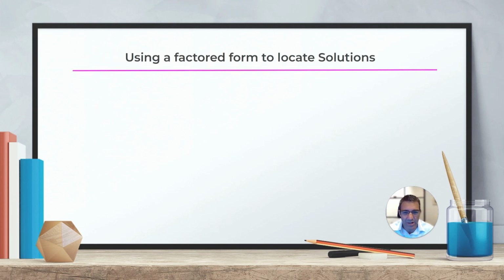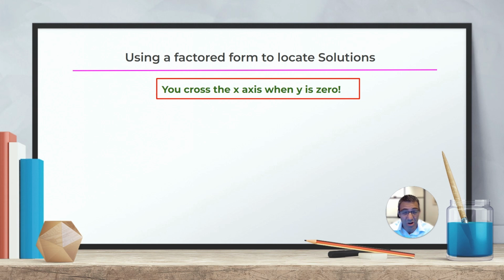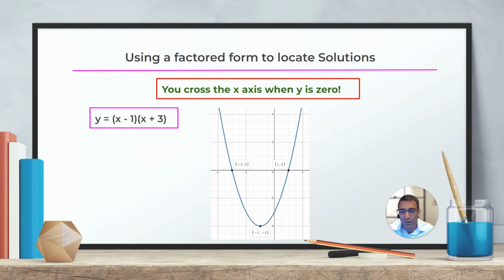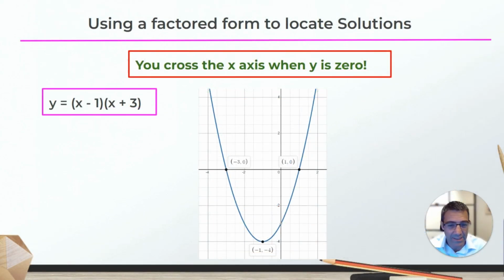What does this actually look like then? So we cross the x-axis when y is 0, when the y coordinate is 0, and the x coordinate will indicate where on the x-axis you are. So if you look at a factored form here, y equals x minus 1 times x plus 3, this is a quadratic equation which we manage with our skill to factorize into two brackets. And if you look at the graph here, you'll see that we intersect the x-axis at -3, 0 and 1, 0. So the y value is 0.